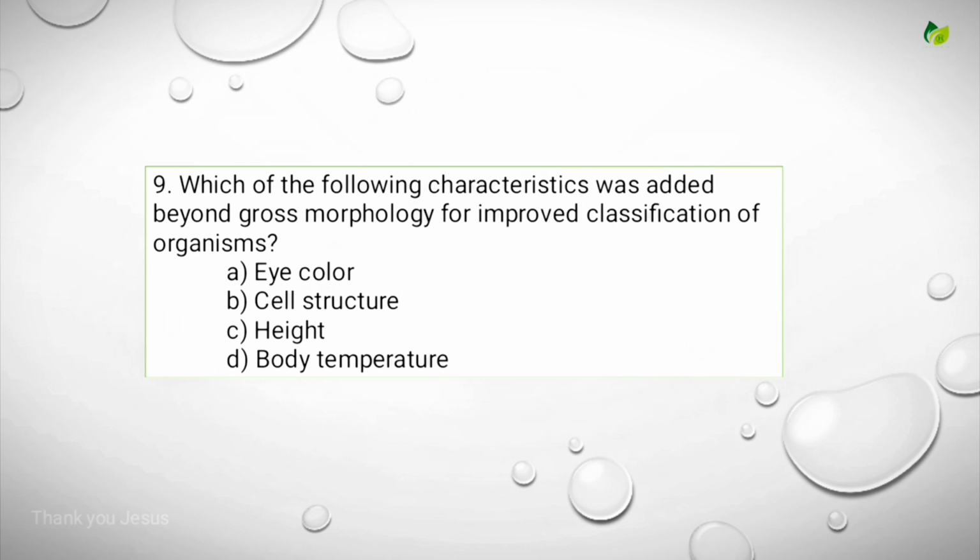Okay, for these, the options are eye color, cell structure, height, and body temperature. Scientists started considering other important characteristics such as cell structure, mode of nutrition, reproduction, habitat, and evolutionary relationships. So the correct answer is cell structure.